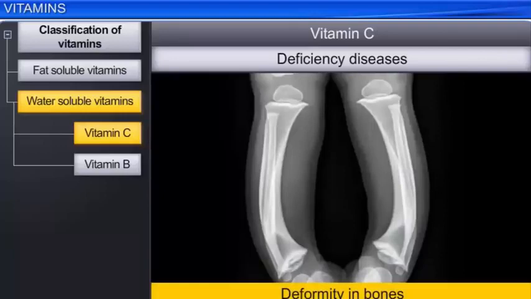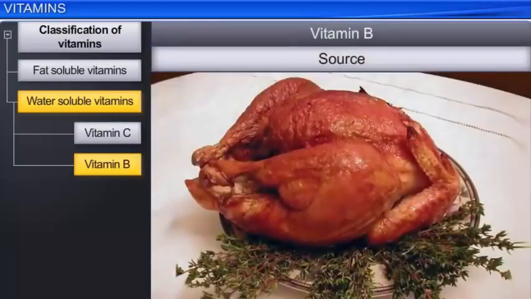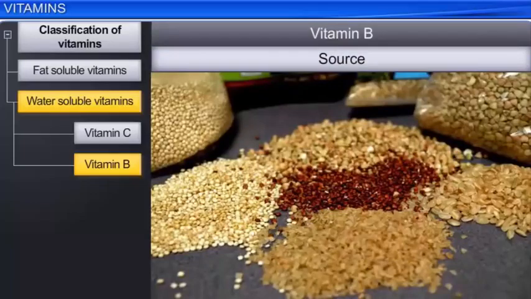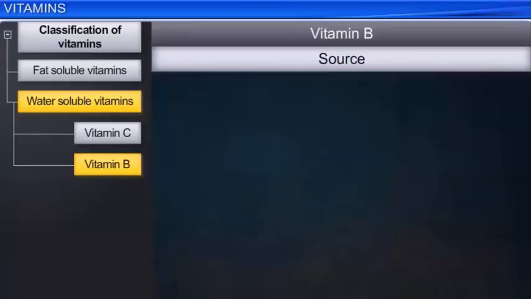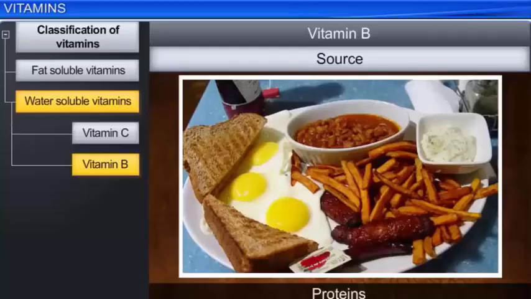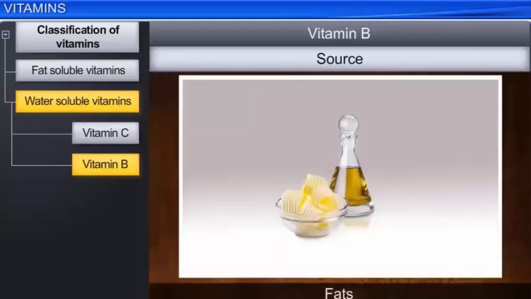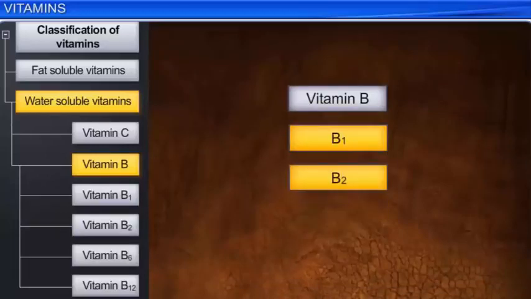B group vitamins are another group of water-soluble vitamins. They are found in meat products, whole grains, milk, and yeast. They are essential for metabolism and the proper utilization of energy sources like carbohydrates, proteins, and fats. B group vitamins include vitamin B1, vitamin B2, vitamin B6, and vitamin B12.